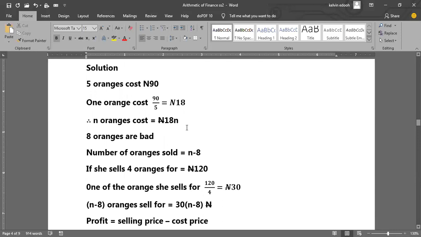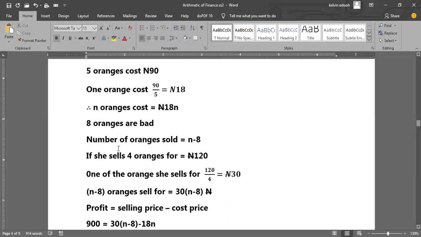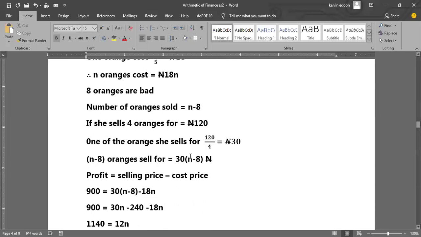Let me go over it again. Very simple. 5 oranges cost 90. 1 orange will cost her 18 naira. So n oranges will cost her 18n. Now we are told that 8 of them are bad, so she threw away 8. So the number of oranges we will now sell will be n minus 8. We are told she sells 4 of them for 120, which means one orange sells at 30 naira. So our sales for n minus 8 oranges will be 30 times this quantity.